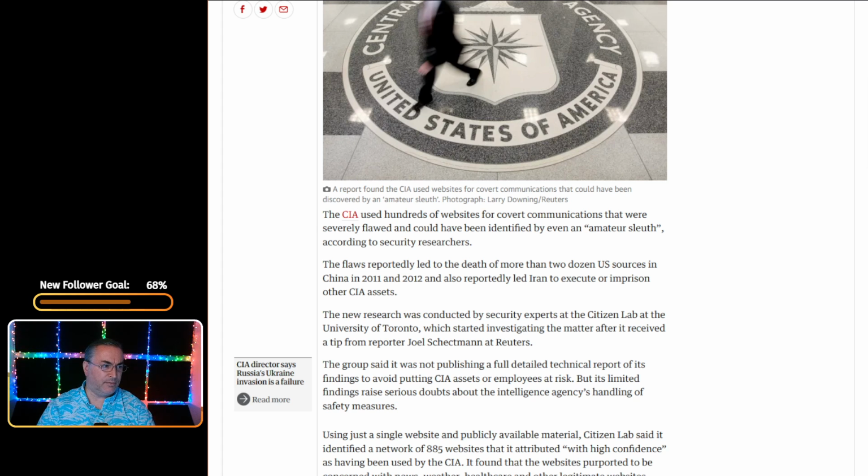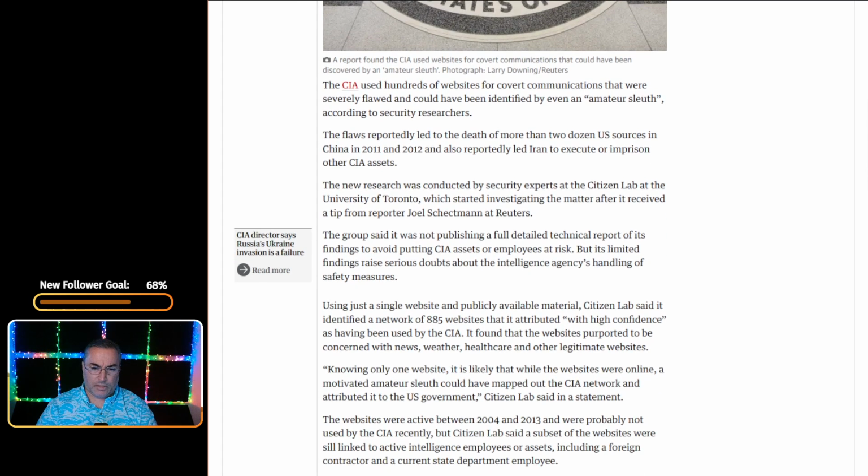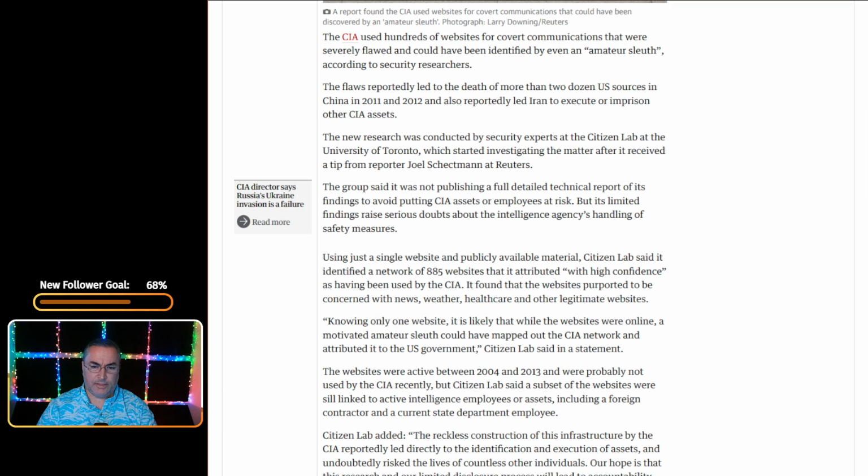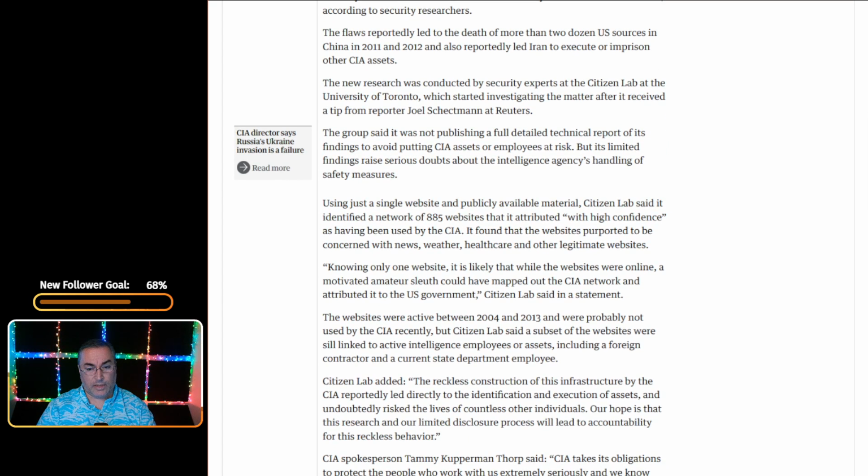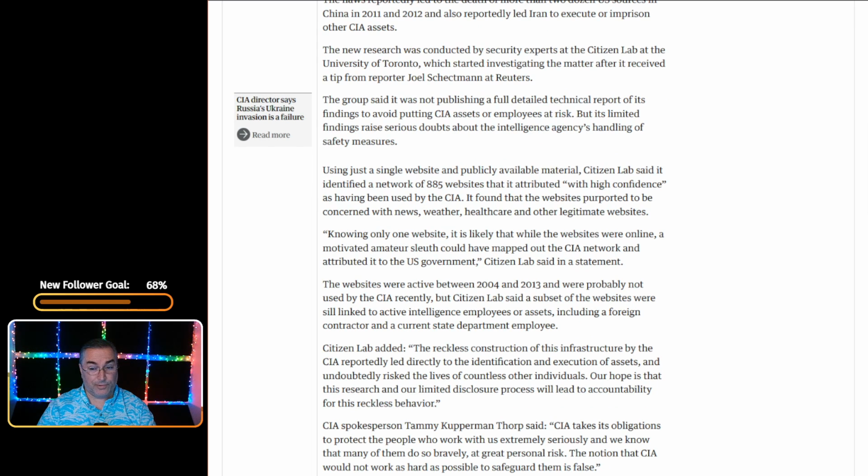I guess they act as the equivalent of, you know, dead letter drops kind of a thing. So here they give one little tidbit. Using just a single website and publicly available information, Citizen Lab said it identified a network of 885 websites that it attributed with high confidence, quote unquote, as having been used by the CIA. It found that the websites purported to be concerned with news, weather, healthcare, and other legitimate websites. Knowing only one, this is a quote from them: Knowing only one website, it is likely that while the websites were online, a motivated amateur sleuth could have mapped out the CIA network and attributed it to the government. Now, these apparently were active between 2004 and 2013 and were probably not used by the CIA recently.